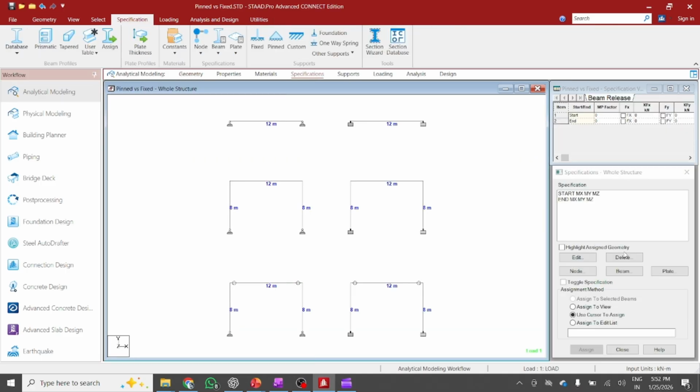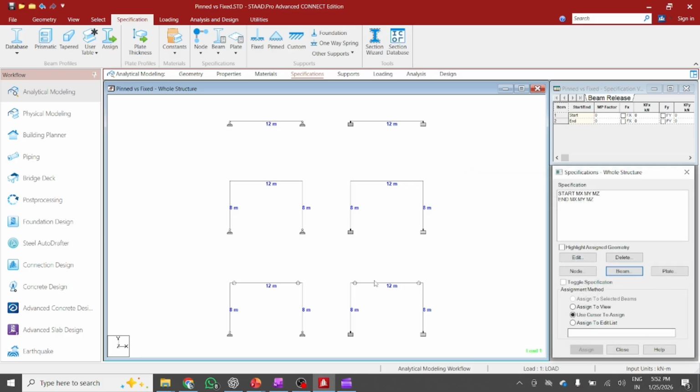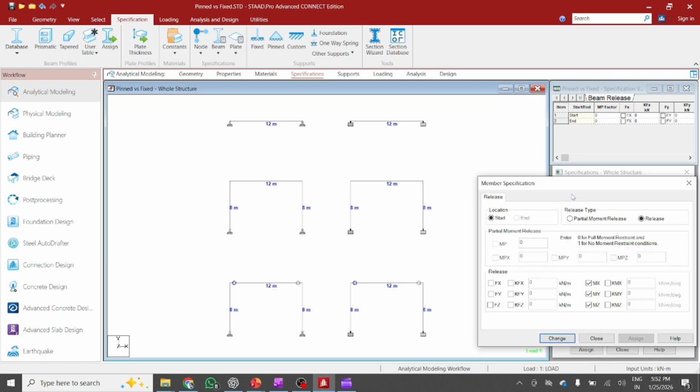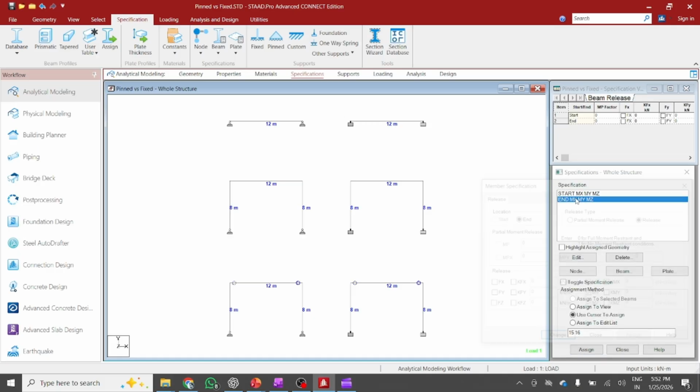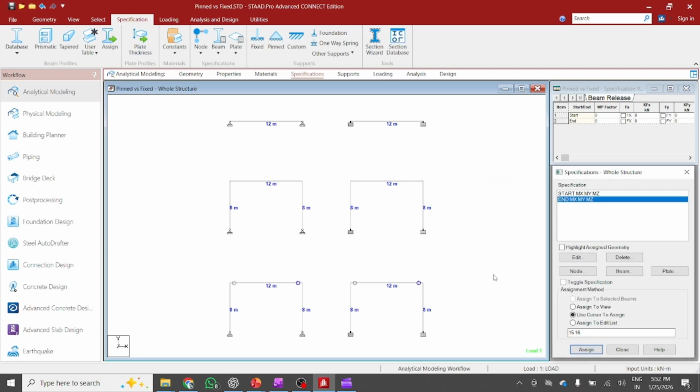Go to Specifications, click on Beams, and for the start of the member and for the end of the member you can assign releases for the moment. I have released all the moments for these beams. If I double click on start, you can see at the start of both the beams I have released all the moments Mx, My, Mz. Same for the second case. For the end of the beam, I have released Mx, My, Mz. Now let us check the results.